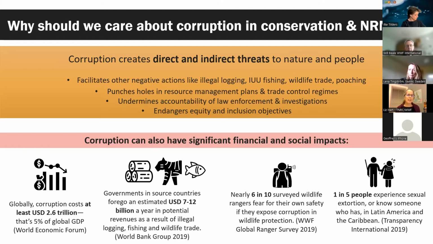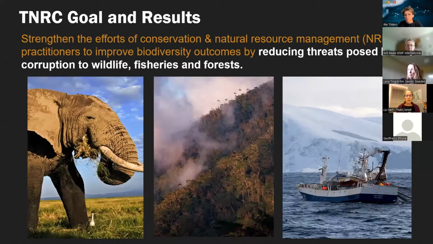But in addition, you see here some of the other broader impacts of corruption related to natural resources. And because we're a little short on time, I won't go through all of those, but I think you can see the kinds of impact that we're talking about. So to respond to those impacts, the objective of the TNRC project is essentially to strengthen conservation and natural resource management practitioner efforts to reduce the negative impact of corruption on conservation and biodiversity outcomes.